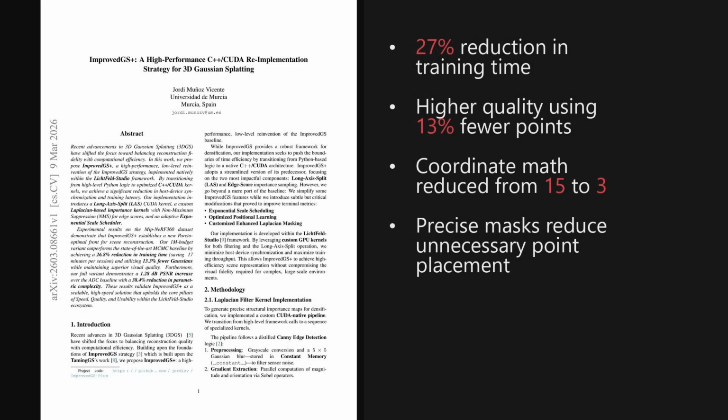Wrapping up, 2 takeaways stand out. Shifting to low-level C++ and CUDA kernels drastically cuts training time, and smarter point placement uses far fewer Gaussians. Together, these improvements set a new standard for scalable, high-speed 3D scene reconstruction.